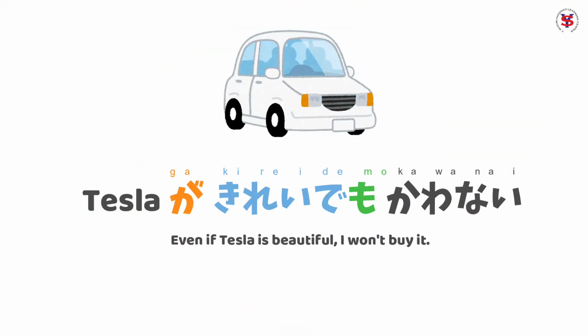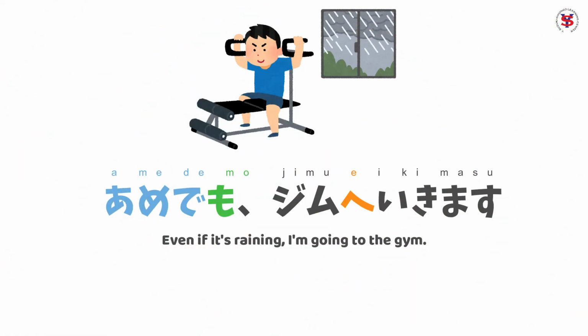For na adjectives naman, magiging demo siya, no? Like, let's say, Tesla ga kirei demo kawanai. Kahit magandang Tesla, hindi ko pa rin siya bibilin. Well, I'd like to, but, you know, budget pa rin tayo kasi. Now, let's try our rules for nouns naman. Let's say, ame demo jimu e ikimasu. Kahit umulan, pupunta pa rin ako sa gym. Kasi di ba importanteng magpalakas.